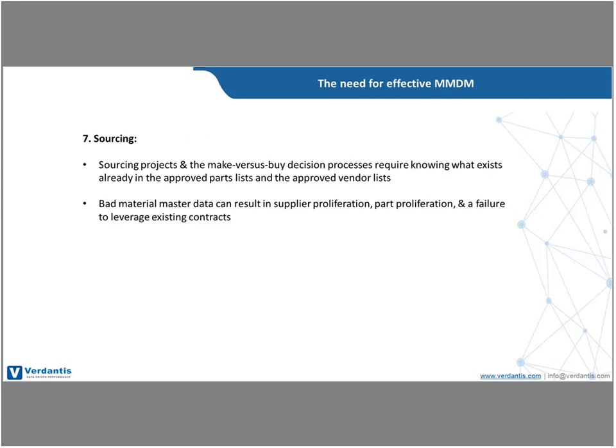Sourcing. One of the things that we see is, companies will have a tremendous amount of their spend under contract, but they don't fulfill the level of that spend to that contract as they'd like. So by knowing what already exists, they're able to better promote things like make versus buy, get more spend on contract, reduce supplier proliferation and part proliferation, and better leverage their existing contracts.